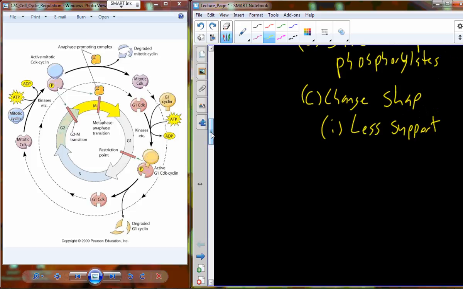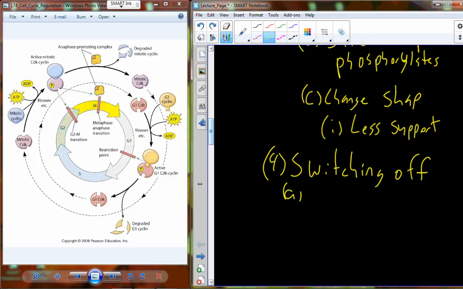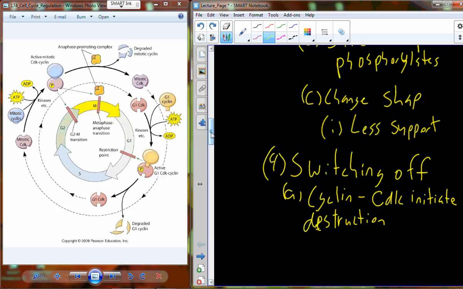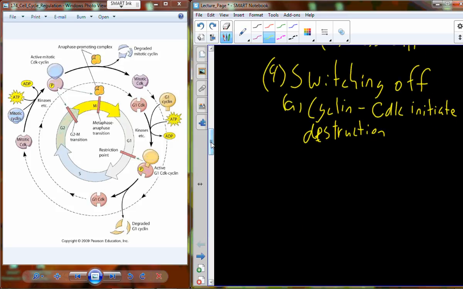So how do we switch everything off? We can turn the system on, but what about switching the system off? To switch off, it's actually sort of a suicide system, because the CDKs themselves that have been activated are the same molecules that phosphorylate the cyclin CDK complex to begin to turn that system off. This typically ends mitosis or occurs near the end of mitosis.